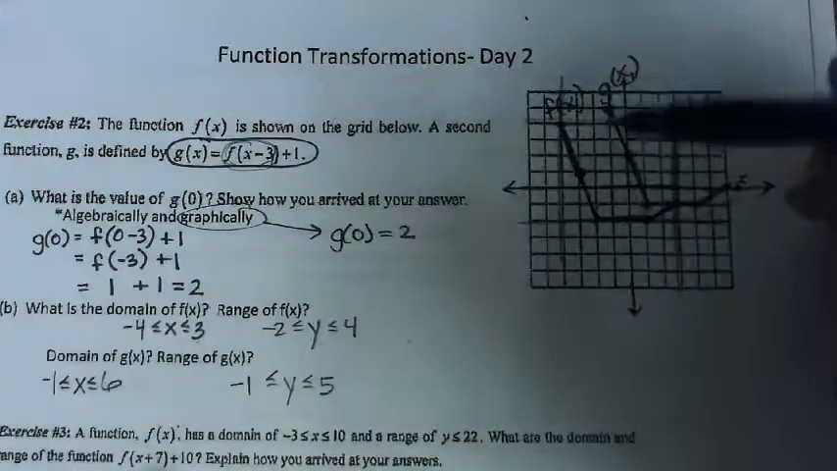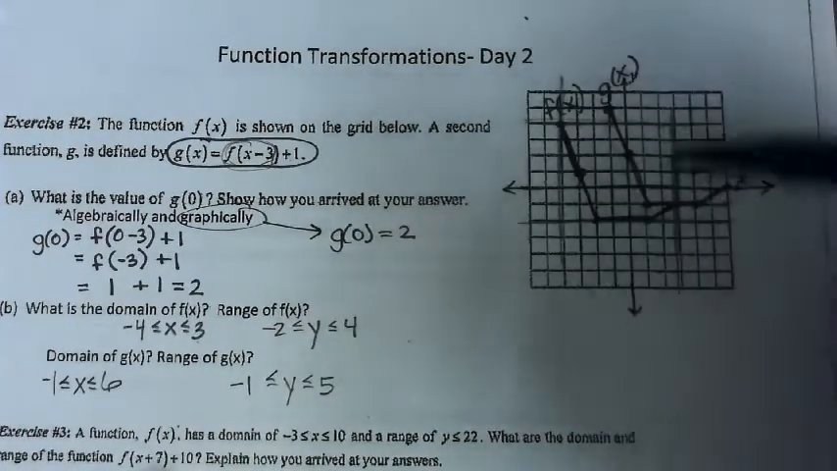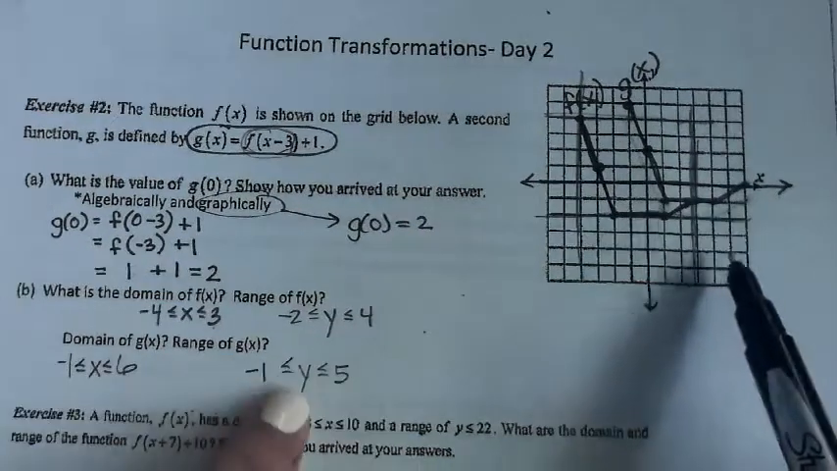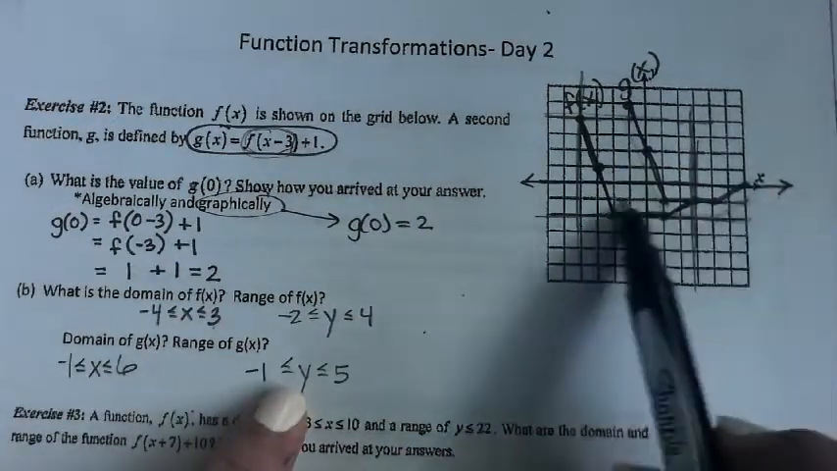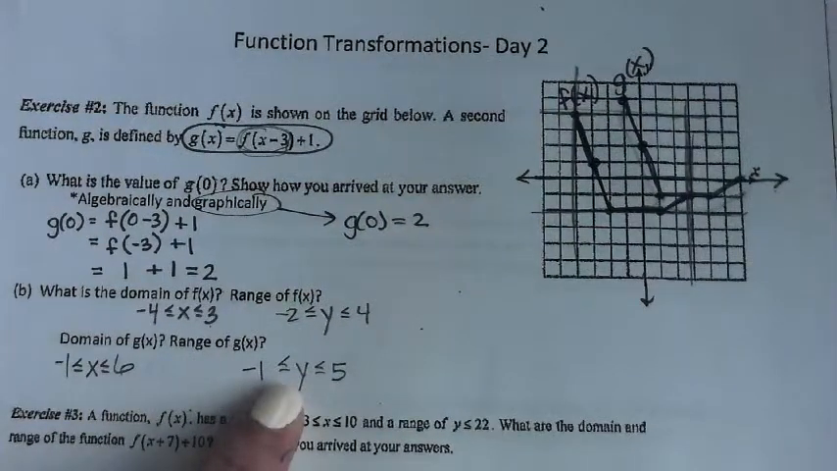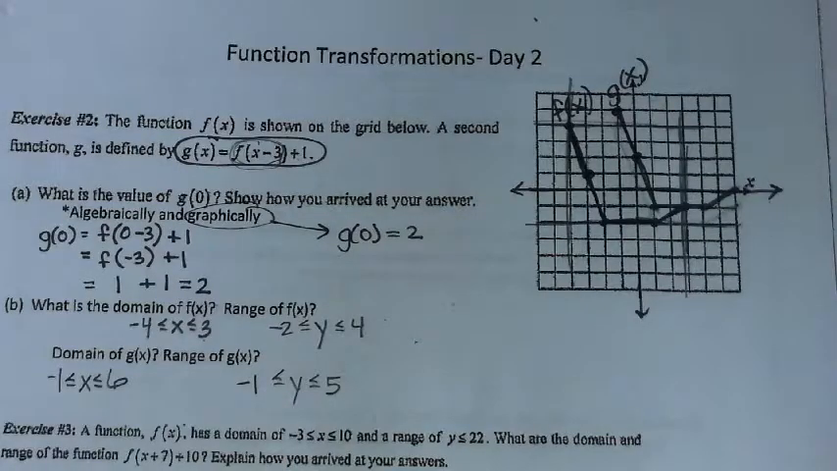Look at your domain. -1 is the furthest left it gets, all the way up until 6. And your range, the lowest it gets is -1, the highest it gets is 5. Does that make sense? Okay, so again, algebraically, graphically. Let's jump down to number 4.